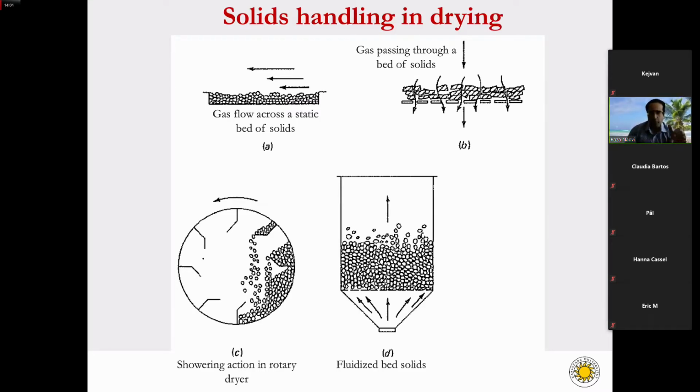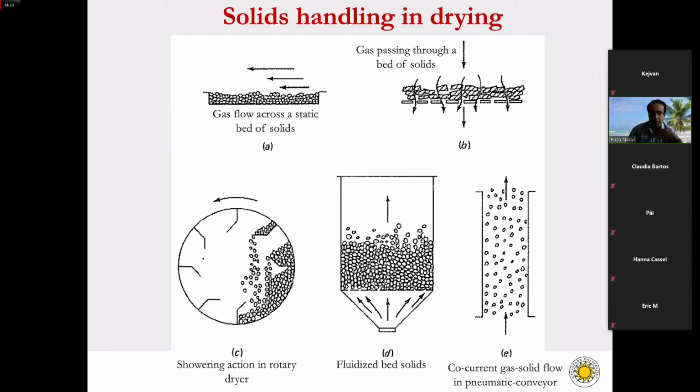This is also a very important way of solid handling, using the fluidized bed system. What we do is put our air or gas at a sufficient pressure so that it can withhold the solid material. Then this air or gas fluidizes the wet solid, and it has a very nice and uniform contact between the air or the gas and the wet solid. In this way we dry our wet material.